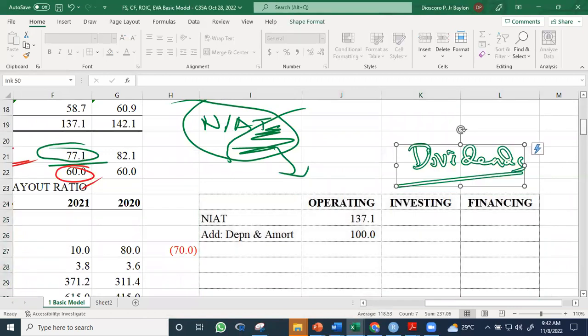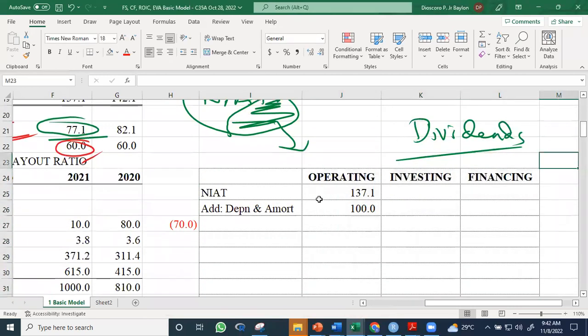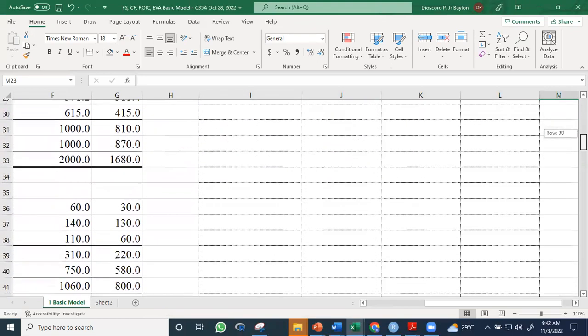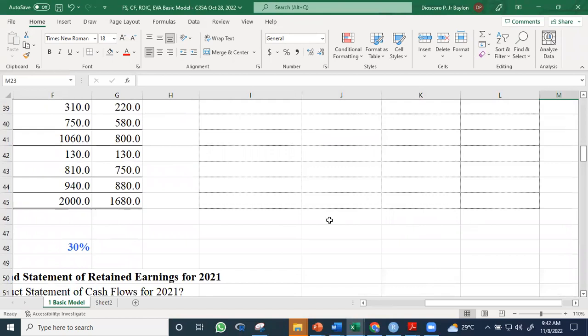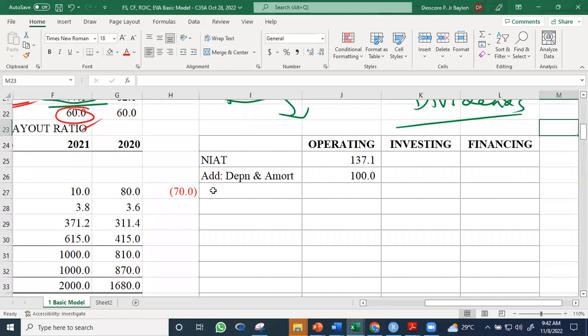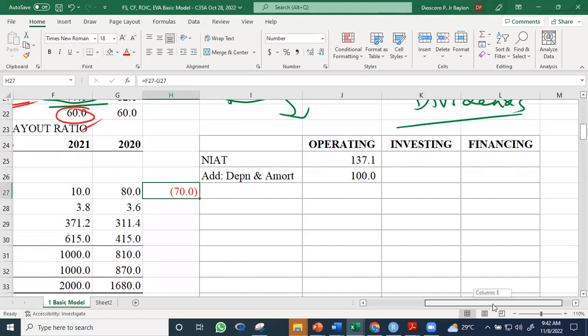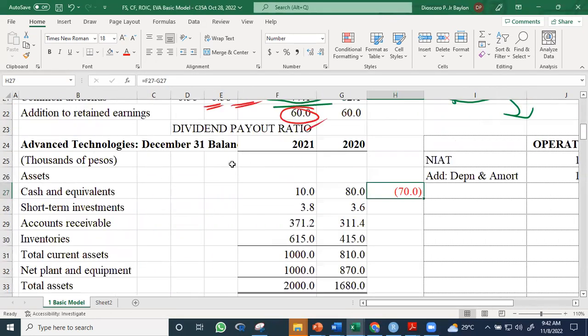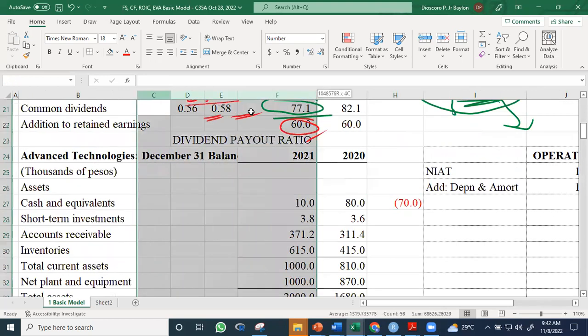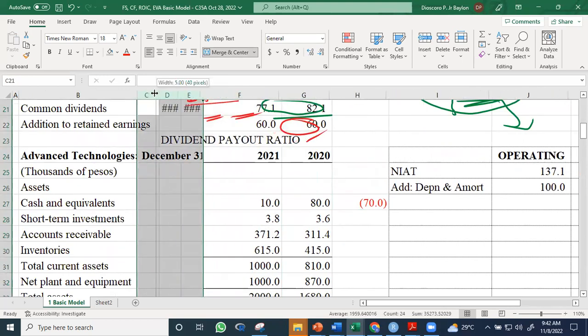Okay, when we add all the items in operating, investing, and financing, when we sum all of the effects here, it should equal a negative 70,000. If it does not equate to negative 70,000, then something's wrong with our model. Okay, all right. So let's go down the. Let me just decrease this a bit.